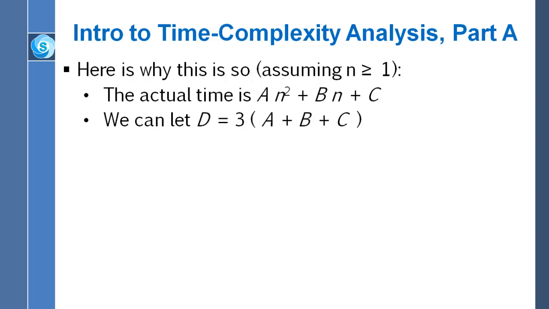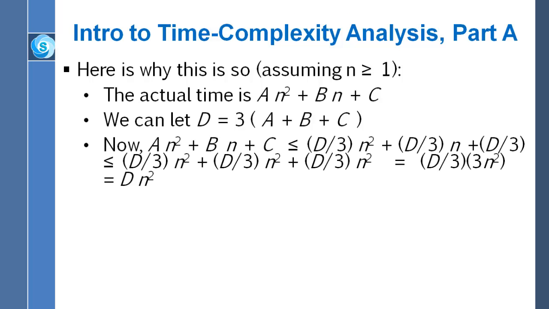So now I can go like this. a times n squared plus b times n plus c is less than or equal to d over 3 times n squared plus d over 3 times n plus d over 3. Well, how come I can do that? Well, because d over 3 is a plus b plus c.